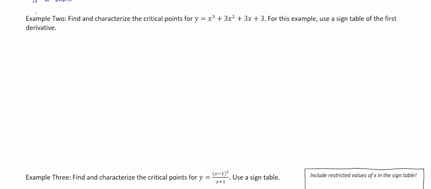Example 2, find and characterize the critical points for this right here. For this example, use a sign table of the first derivative. In this case, we know that this is continuous. It's a polynomial function, so the domain is all real numbers. Any value of x could be a critical number. Okay, so I'm going to look at this right here. So y prime is equal to 3x squared plus 6x plus 3. So that's the first derivative. Factoring out a 3.